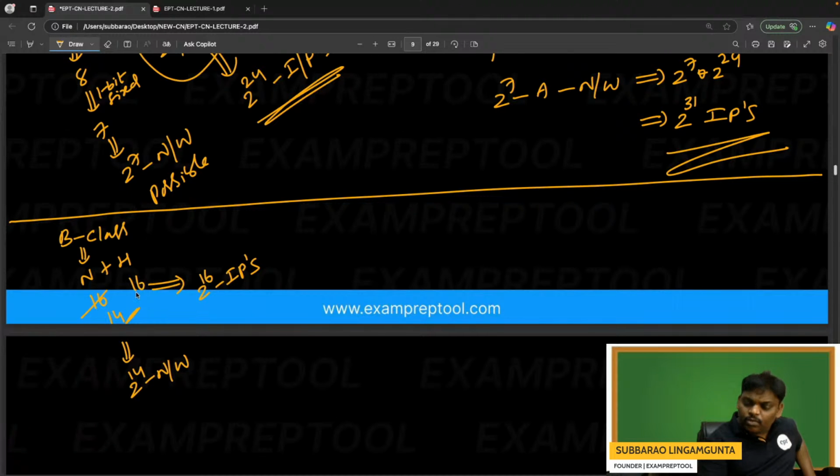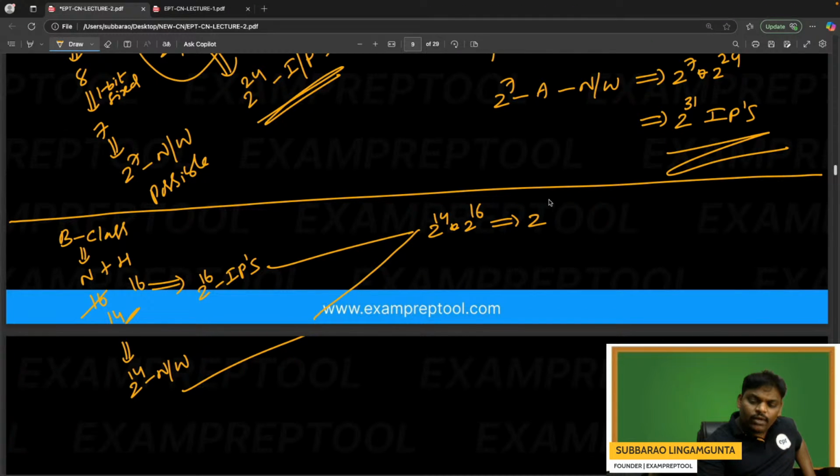With the 16 bits, how many possibilities? 2 power 16 IPs. If you combine it, carefully observe, 2 power 14 into 2 power 16 is going to be 2 power 30, because 2 bits are fixed. So 2 power 30 IPs are possible. These are the total IPs.